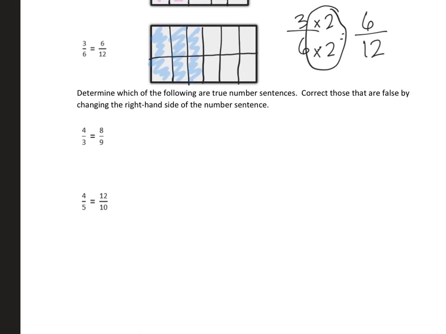So the next one, our last problems, it says determine which of the following are true number sentences. Correct those that are false by changing the right-hand side of the number sentence. Okay, so let's look at 4/3 equals 8/9.